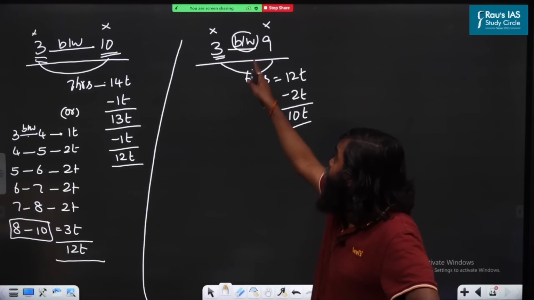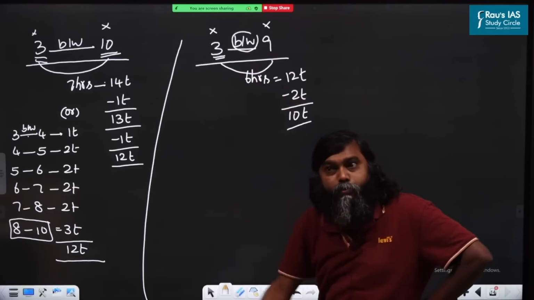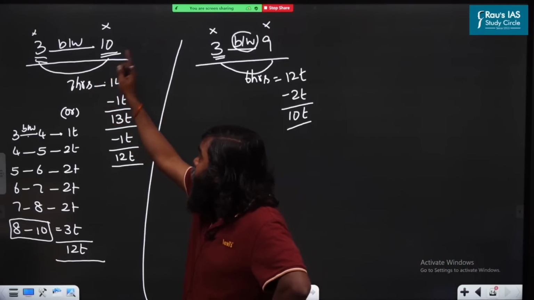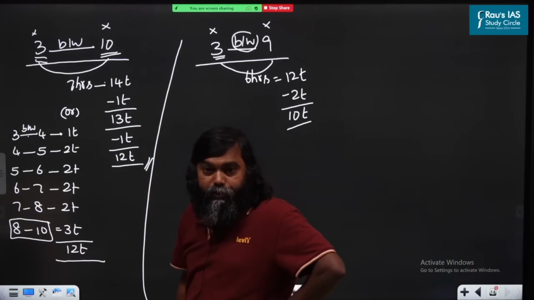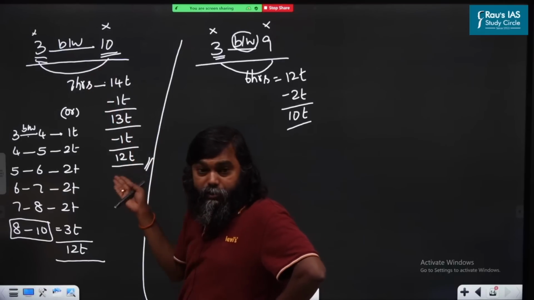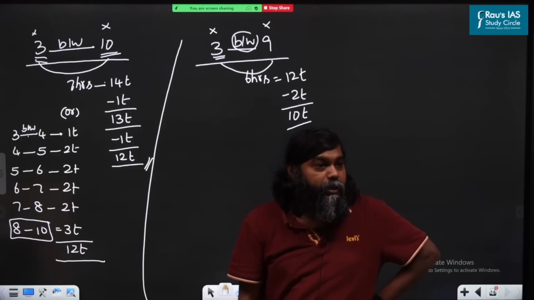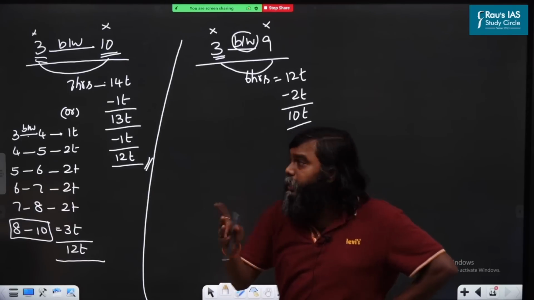But if the question uses the words from 3 to 9, how much is the answer? Then 12. Come to here. Instead of between 3 and 10, how much is the answer? 13. Between 3 and 10. From 3 to 10 means how much answer? Then 13 times is the answer. All are understood? Now you can understand the meaning.